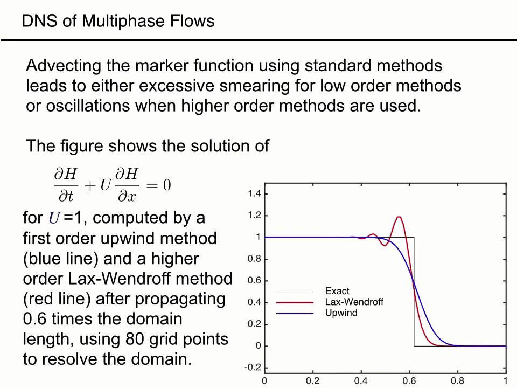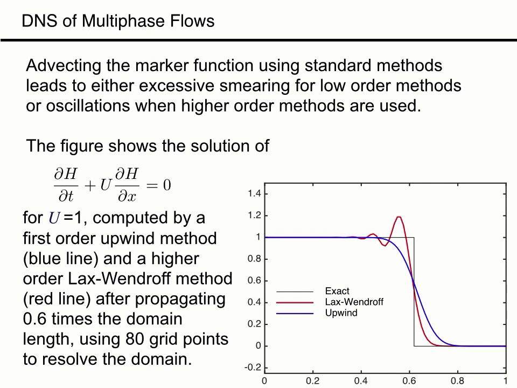In the figure, we show the results of doing exactly that for a one-dimensional advection with u equal to 1. We use two standard numerical methods, the first-order upwind method and the second-order Lax-Wendroff method. The initial conditions consist of a steep change at the left boundary, and the figure shows the results after the marker function has been advected 0.6 times the domain length to the right, using 80 grid points to resolve the whole domain.